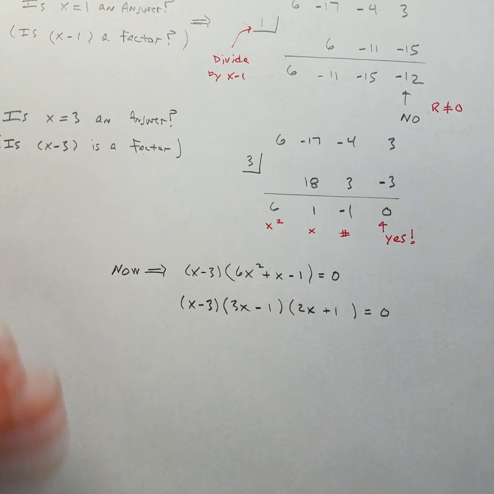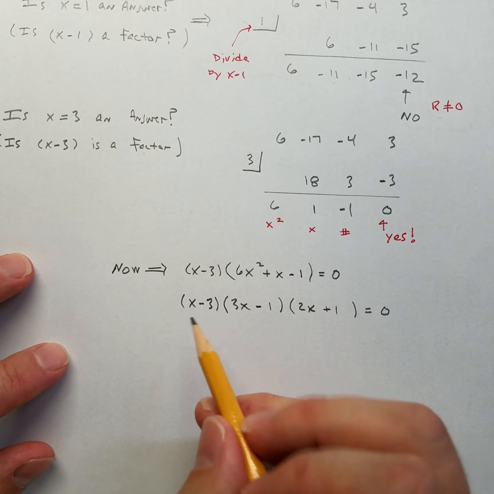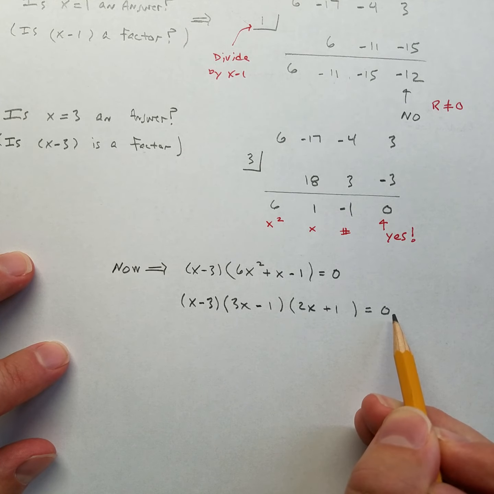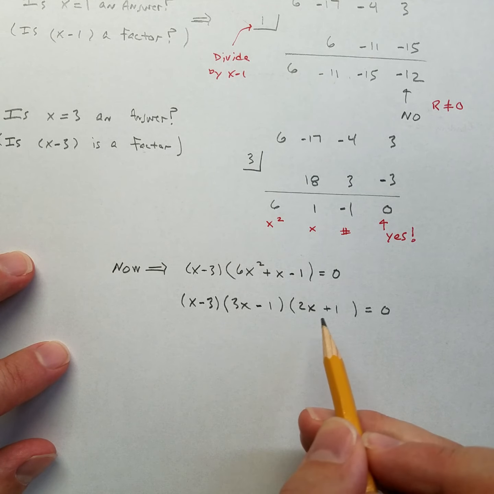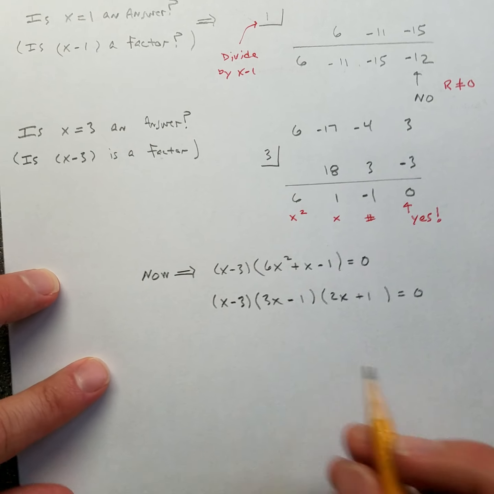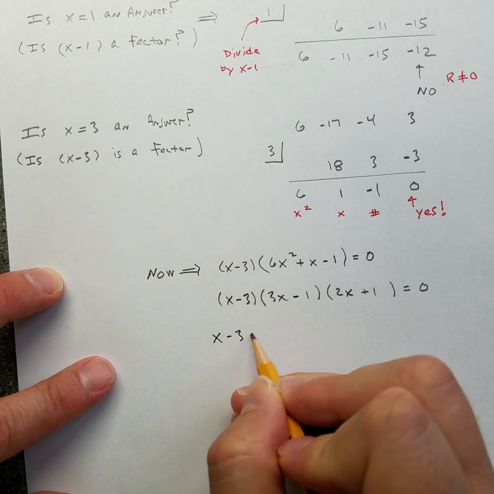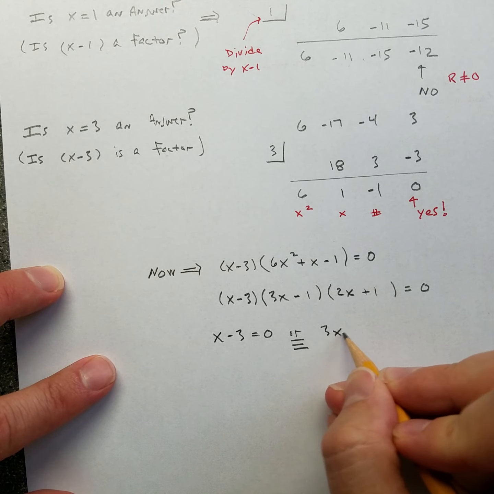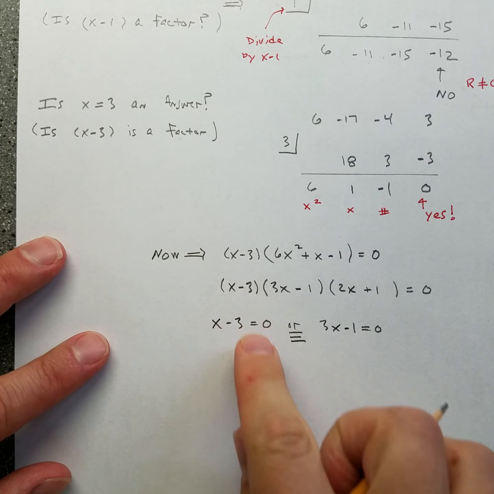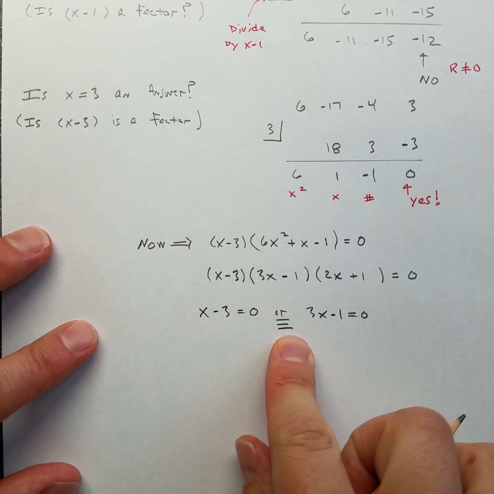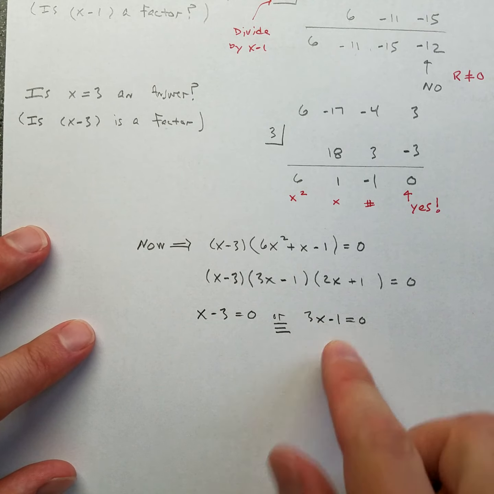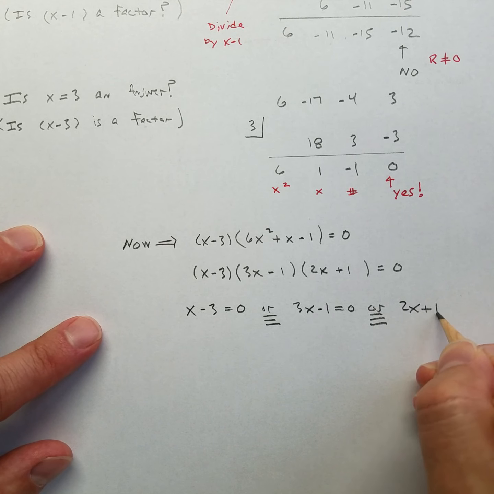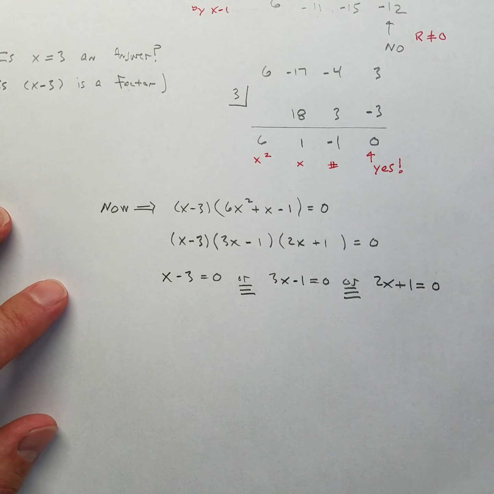But I guess when we do that, here's what we're thinking. We're thinking if you multiply these 3 things together and you get 0, then any one of them could be 0 to make that happen. So really, if we don't take things for granted and we show all of our work, we'll say x minus 3 could be 0. That's one way it could work. Or 3x minus 1 could be 0. That's another way it could work. Or 2x plus 1 could be 0. That's the last way it could work.